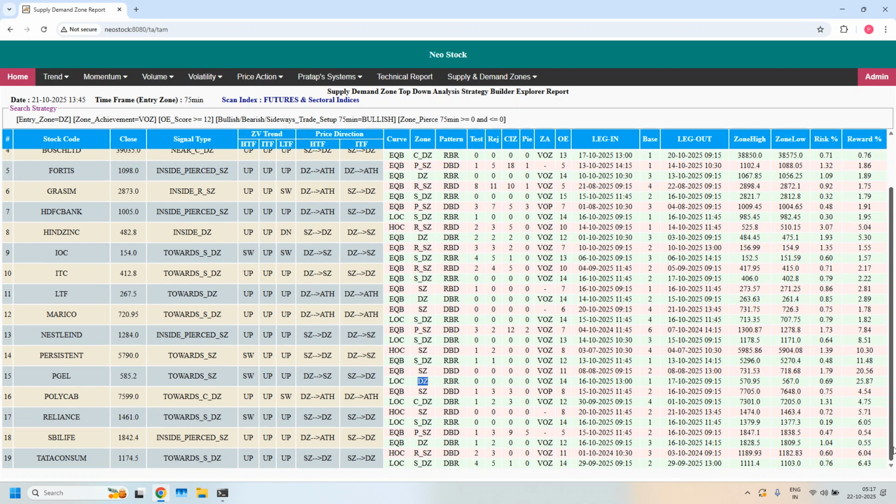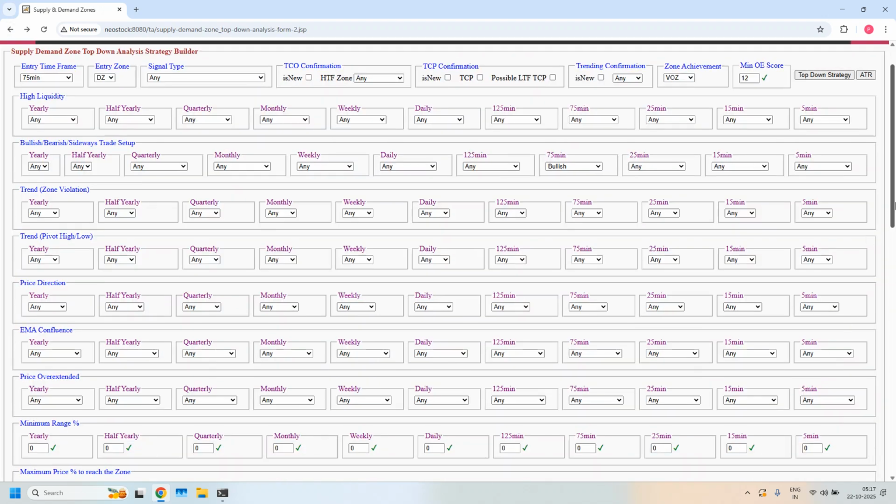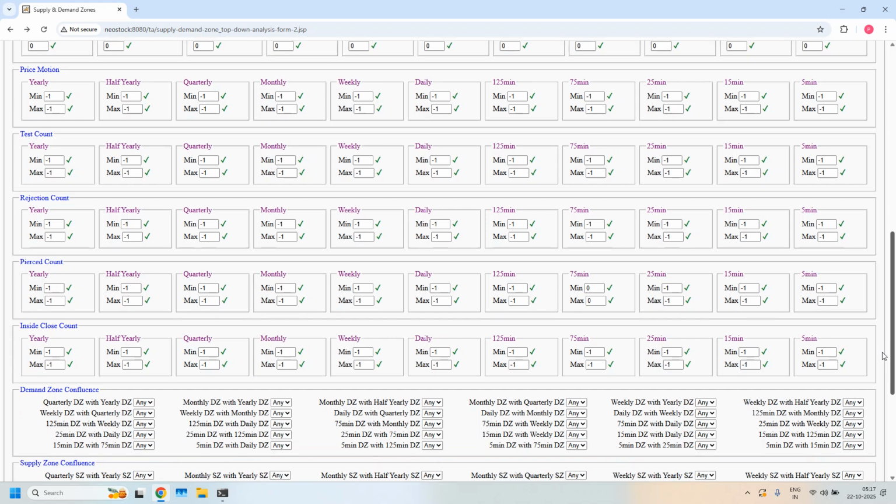Out of these 19, how many 75 minutes demand zones might have a higher probability of success? That we will filter based on 2 different zone confluence and EMA confluence strategies that you learned in lesson 27. The first filter is LTF and ITF demand zone confluence, and then ITF EMA confluence.